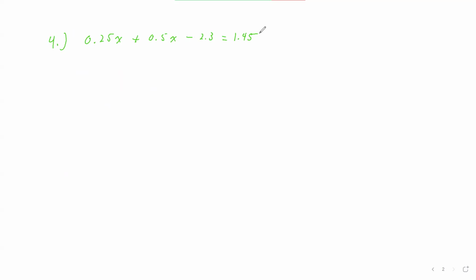What's my first step? Good. Add my x's, which is combining my like terms. So 0.25x plus 0.5x would be what? Very good. This is like 25 cents plus 50 cents. So I would have 0.75 or 3/4.